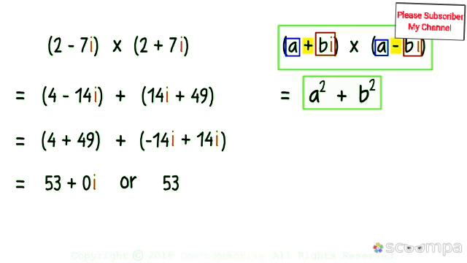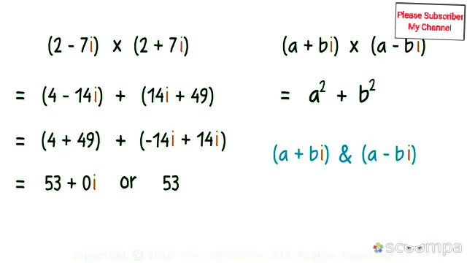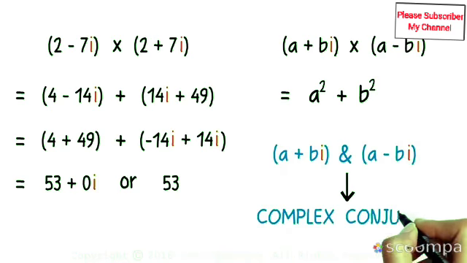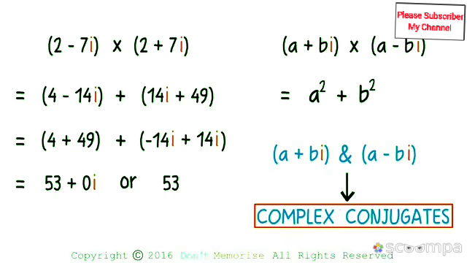a real number. Here's something we need to know about this concept. A plus bi and a minus bi are called complex conjugates of each other. Same real parts and opposite signs of imaginary parts. Complex conjugate numbers are very useful and we will use them further in our coming videos.